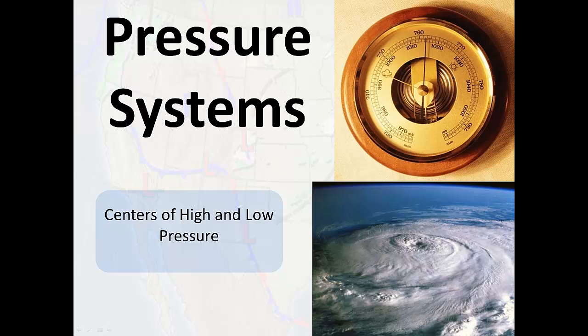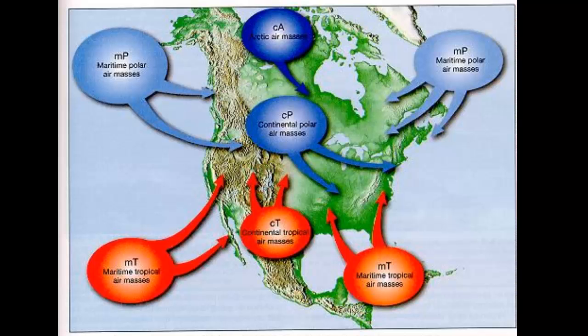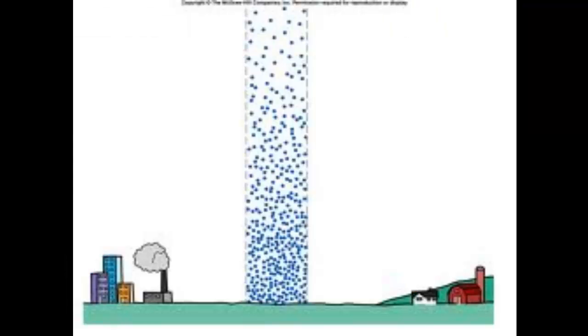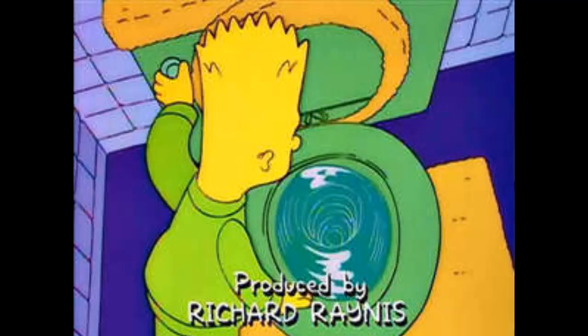Hi, this is going to be a quick little video in which we talk about pressure systems, like the big H's and the big L's you see on the weather map when you're watching the 5 o'clock news. To get all this stuff, we've got to go back and look at three different things that we've already learned in the weather and climate unit. We've got to talk about air masses, air pressure, and the Coriolis effect.